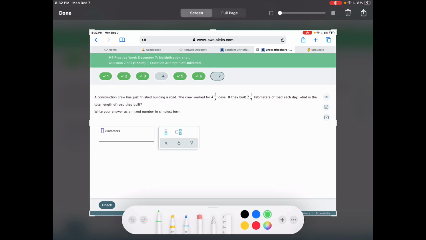So every day, each day, we build this much. So we're going to multiply 4 and 3/8 times 2 and 1/7. Got to make improper fractions. 4 times 8 is 32, 33, 34, 35 eighths, times 2 times 7 is 14, 15 sevenths. Okay, can we cancel? Yes, we can. There's a 7 in each of those, and that's probably it.